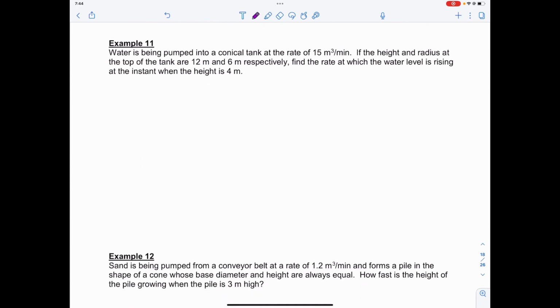All right, so taking a look at example 11. Water is being pumped into a conical tank at the rate of 15 meters cubed per minute. If the height and radius at the top of the tank are 12 meters and 6 meters respectively, find the rate at which the water level is rising at the instant when the height is 4 meters.